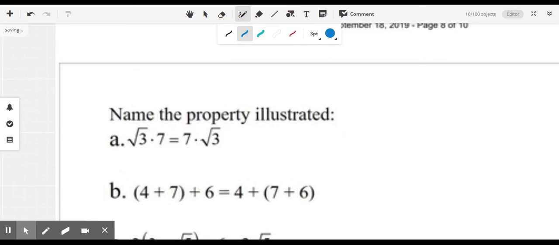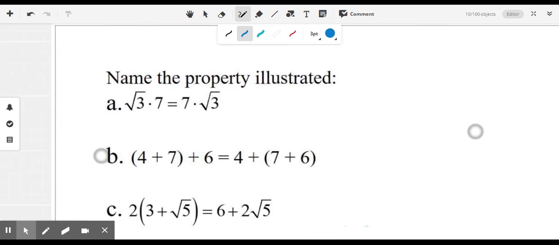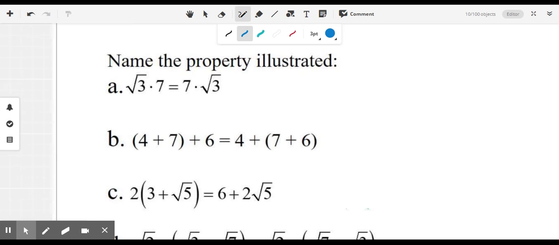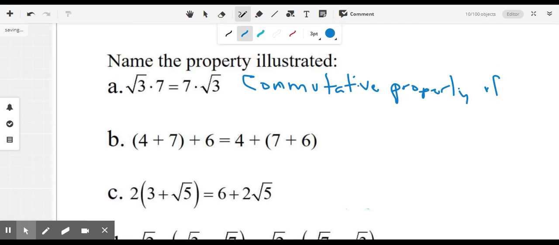Do we have any more? Okay, so we want to name the property illustrated. All right. Square root of 3 times 7 equals 7 times square root of 3. Notice we just moved it around. We put them in different orders. It's multiply, so that is the commutative property of multiplication. And I'm just going to put an X for multiplication.